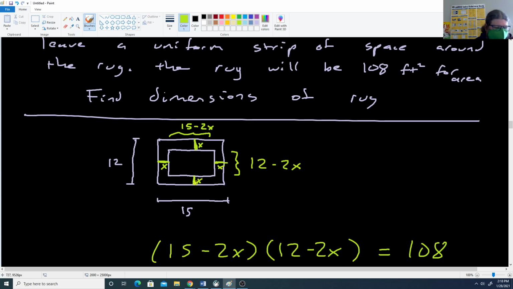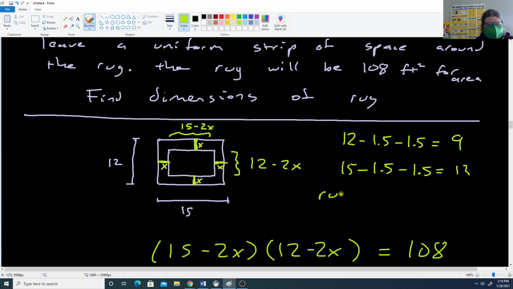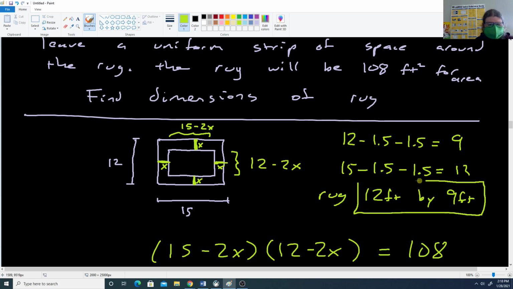So basically, we come in 1.5 here, we come in 1.5 there. That's a total of 3 feet that we remove. So 12 minus 3, we could say 12 minus 1.5 minus 1.5 is 9. And for the 15, we come in 1.5 here and 1.5 there. That is 15 minus 3 is 12. So the rug is 12 feet by 9 feet. And that will be the dimensions of the rug. So that basically wraps up section 1.5. So we're going to stop there.